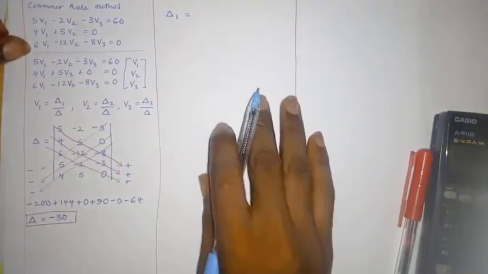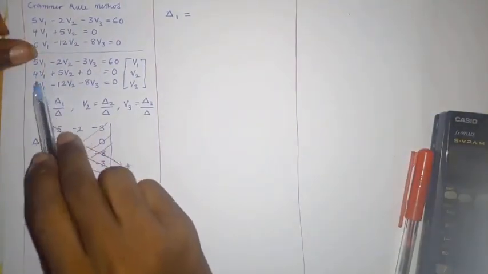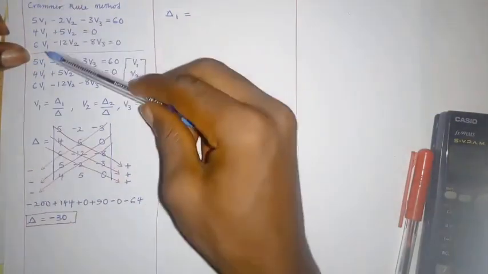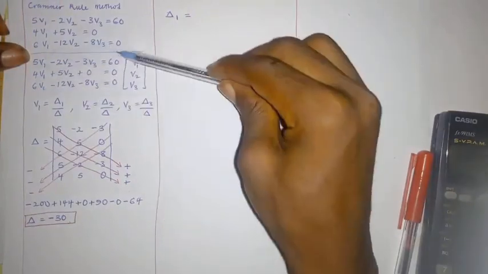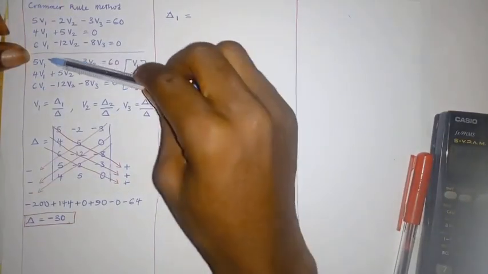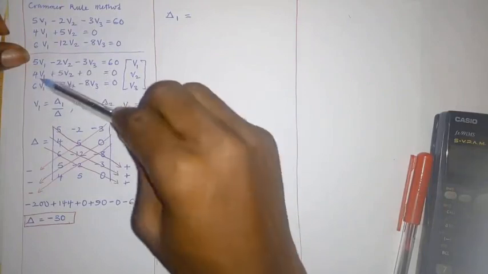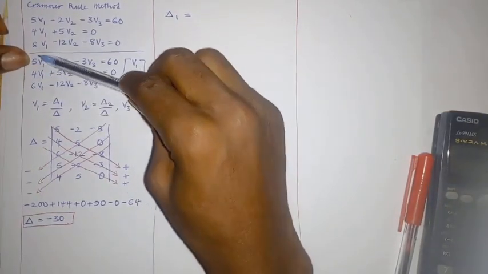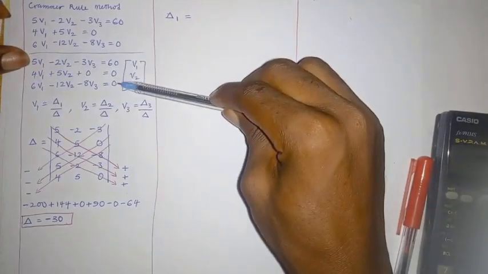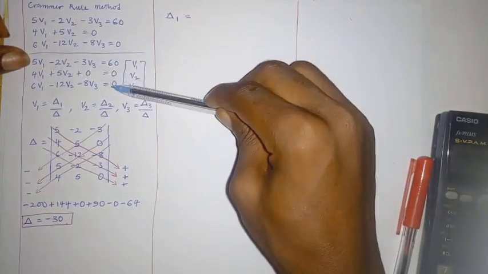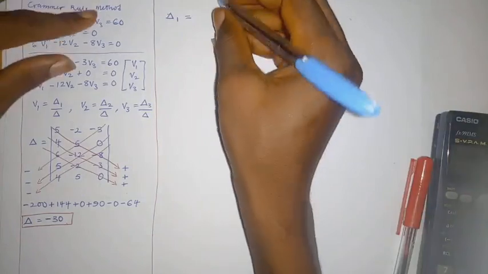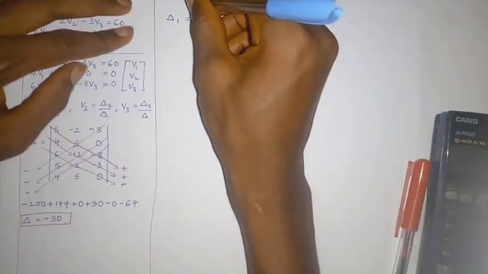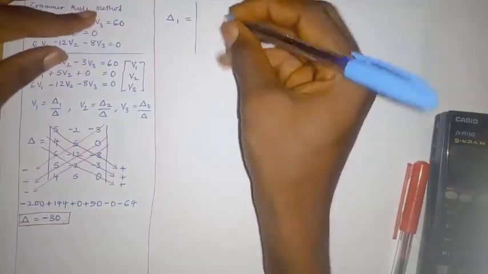So let's come back to this. We have V1 here. So we are going to remove this one and replace it with this. We have 5V1 here, 4V1, 6V1. I'm talking about this column. So you are going to remove everything here and replace it with this 60 and 0, 0. So let's try that, using this same method.